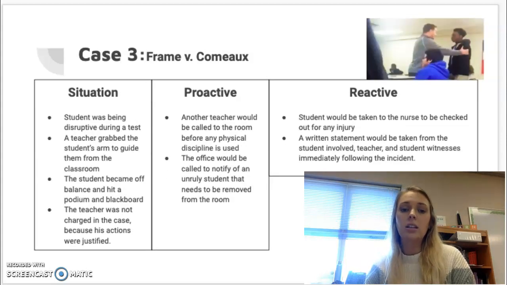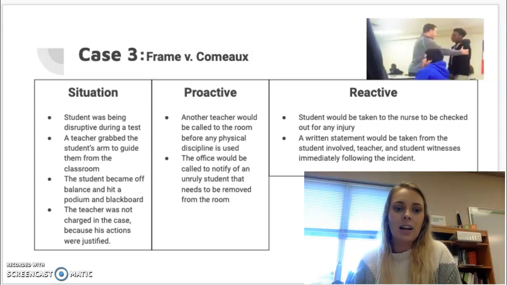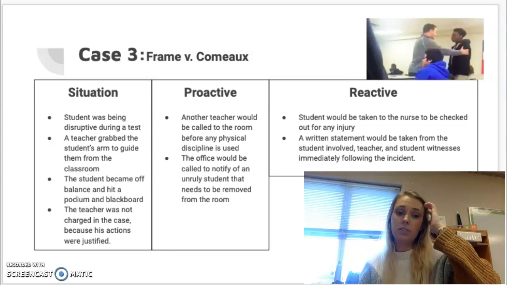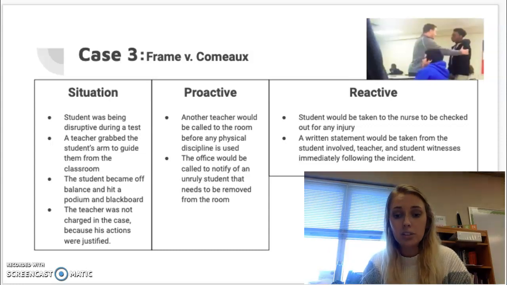The third case, Frame versus Como, I don't know if I said that right. The situation: a student was being disruptive during a test. It was a substitute teacher actually at the time, but it was still a teacher in that building. Multiple students had been sent out of the room, and this particular student was being disruptive during a spelling test. He had asked him twice verbally already to leave the room, and he did not oblige. So the teacher grabbed his arm to kind of guide him from the classroom. It didn't mention anything that it was forceful, just a guide out of the room.